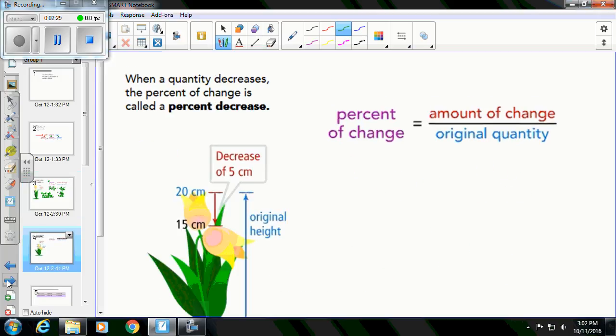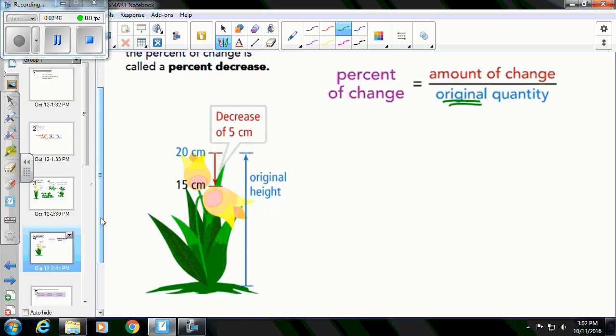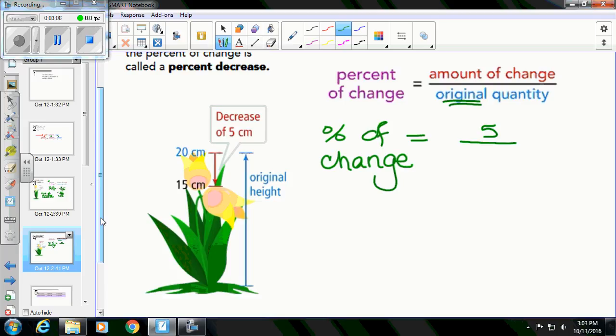Similarly, when a quantity decreases, the percent of change is called a percent decrease. Same formula. Percent of change equals the amount of change over the original quantity. So here, I have a flower that started out as 20 centimeters high, and it drooped. So, our percent of change here: our amount of change, it went from 20 to 15. 20 minus 15 is 5. My original amount was 20 centimeters.